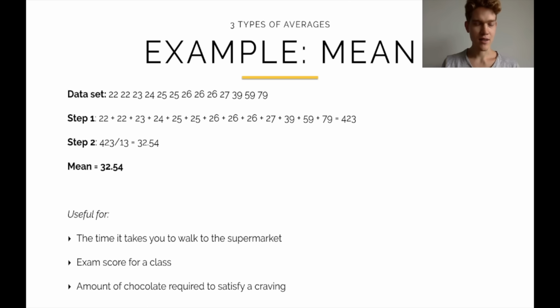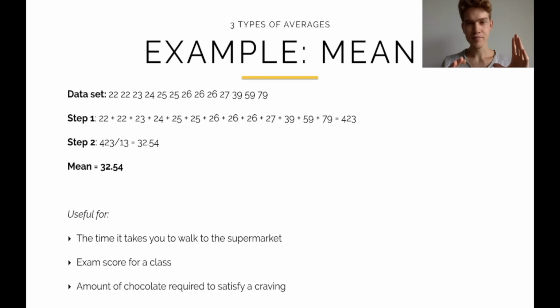But let's see some example applications of the mean. So when would we use it? A good application would be the time it takes you to walk to the supermarket. Sometimes you walk a little bit faster, and maybe it takes you 20 minutes to get there. Sometimes you walk a little bit slower and it takes you 25, but on average it takes you somewhere like 22 or maybe 22 and a half minutes. So if you say, I'm going to go to the supermarket, you know it's going to take you about this much time to get there.